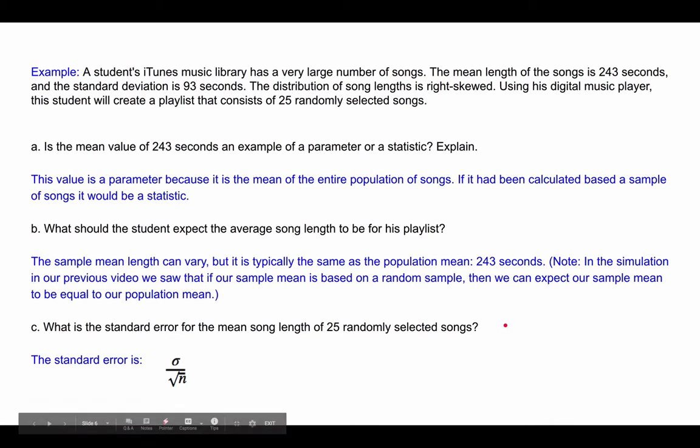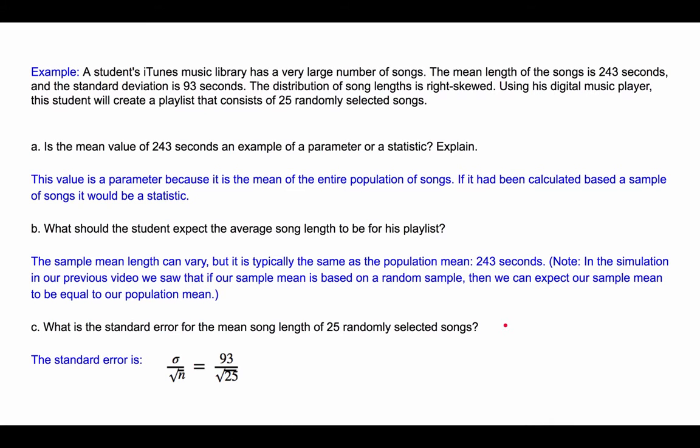How do we use that? We plug in sigma and n. n is the number of songs that we select at random, so it's the number of things randomly selected, and we're told that's 25. And then we're told that the standard deviation is 93 seconds, so sigma, remember, is our symbol for the standard deviation of a whole entire population, and so we plug that into the formula. Now if you plug these numbers in, you get 93 over 5, because the square root of 25 is 5, and then if you put it in the calculator, you get 18.6 seconds.